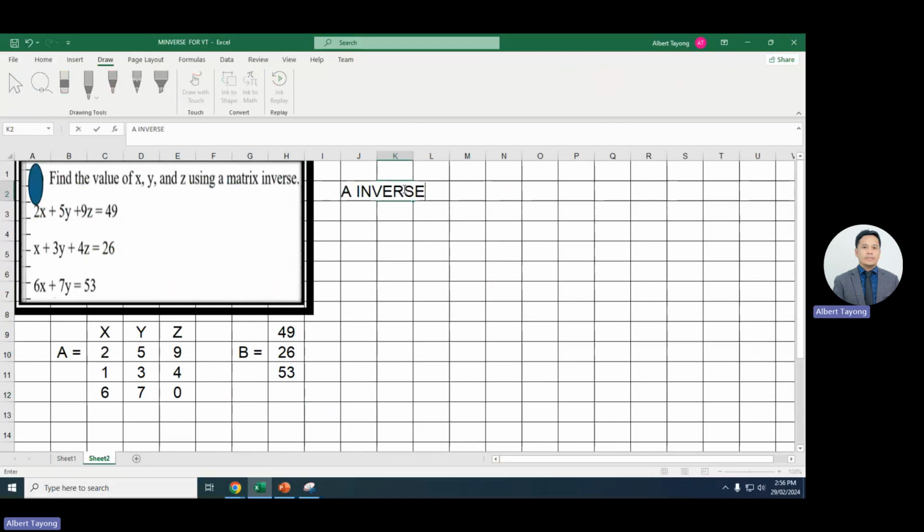Our A inverse, and solve it here. We have 9 cells here, 9 numbers. So we have to select as well 9 cells here. Equals MINVERSE. Double click MINVERSE and select the values, Control Shift Enter. Don't forget Control Shift Enter. You have to use 3 fingers.